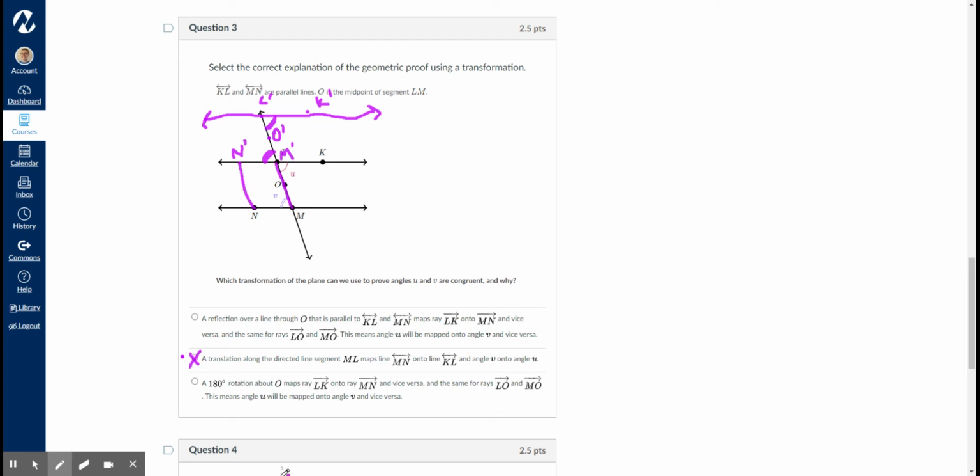So A and C on that actually got a tie, 5 votes each. So I'm going to put up another poll between just A and C to see which one has more votes to get angle V and angle U to show that they're congruent.